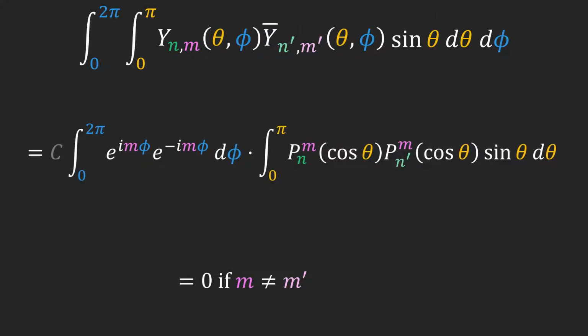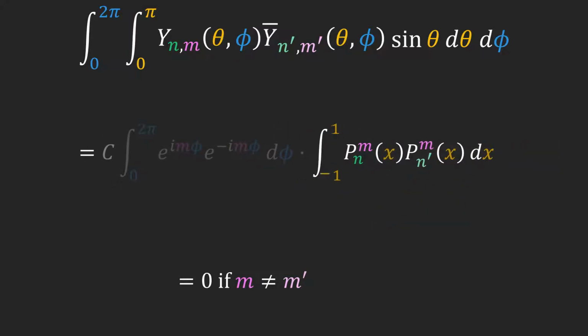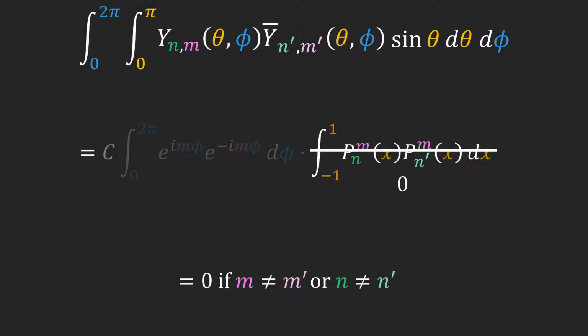Now, suppose m and m prime do match. For the second integral, we can make the substitution x equals cosine theta. Then, we also know that distinct associated Legendre functions are orthogonal as long as they have the same m. So if n and n prime don't match, then the second integral comes out to 0. Thus, if we have two distinct spherical harmonics, their inner product is 0.